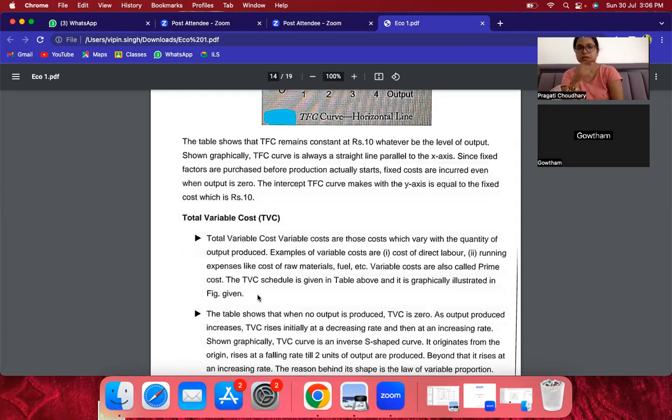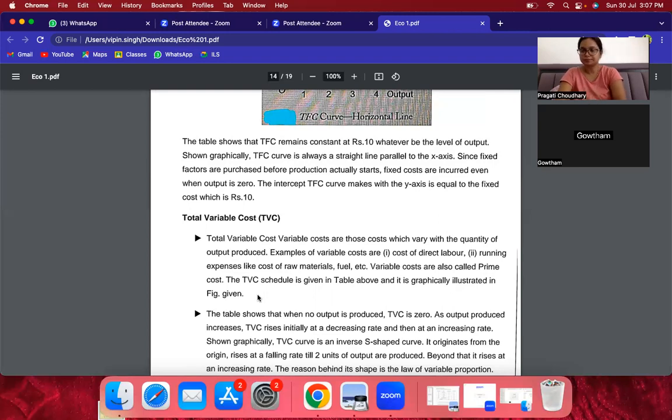Would you please read this? The table shows that TFC remains constant at 10 rupees, whatever be the level of output. Shown graphically, TFC is always a straight line parallel to the x-axis. Since fixed factors are purchased before production actually starts, fixed costs are incurred even when output is zero. The intercept the TFC curve makes with the y-axis is equal to the fixed cost, which is rupees 10.